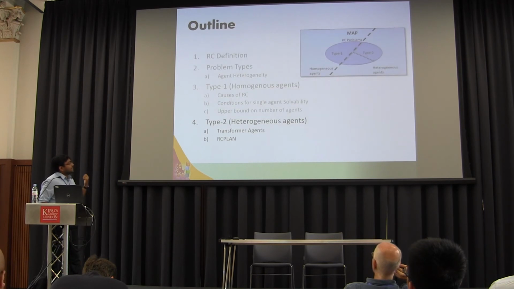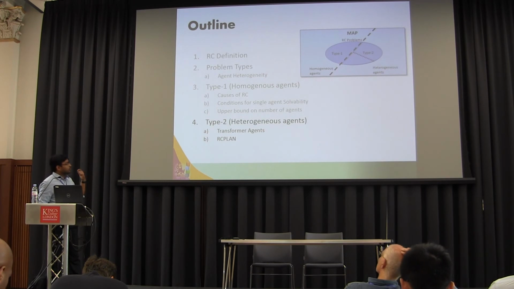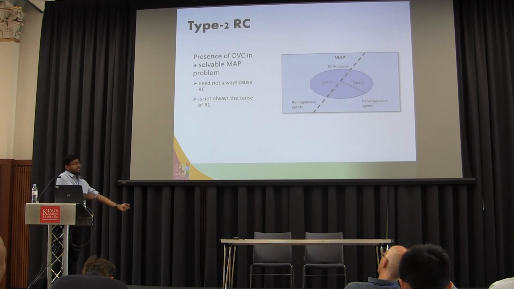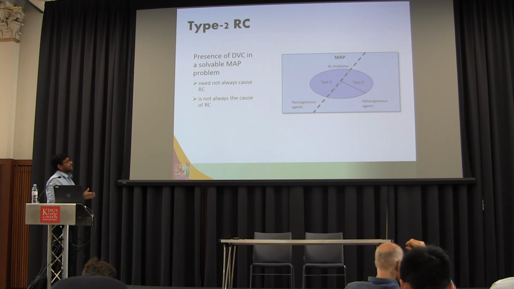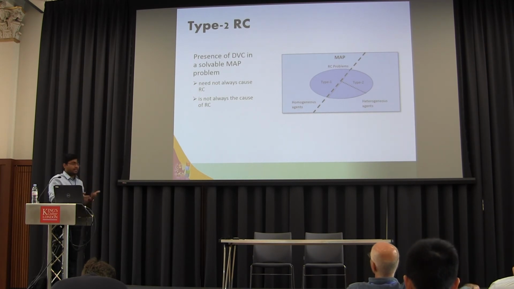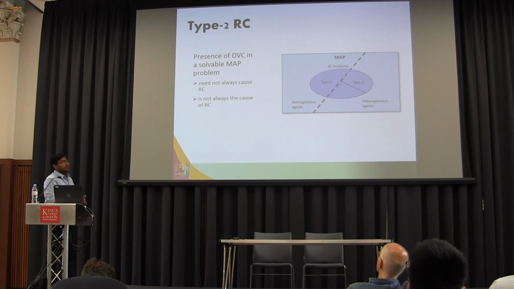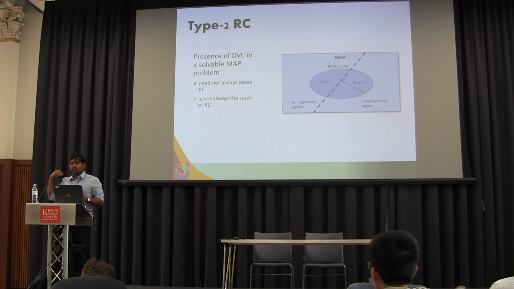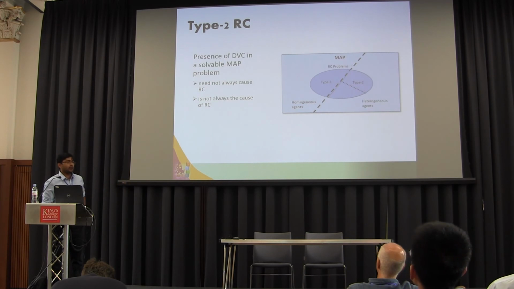So now, finally we come to the last type, type 2. Here we are mainly going to talk about two concepts: the transformation and the planner which makes use of this concept. Like we discussed, type 2 consists of problems where there are heterogeneous agents. But an important thing to remember is that just because there are heterogeneous agents doesn't mean it requires RC. Nor does it mean that whenever it requires RC, it's caused by these heterogeneous agents, because any of the points we talked about in the last section could always lead to required cooperation.